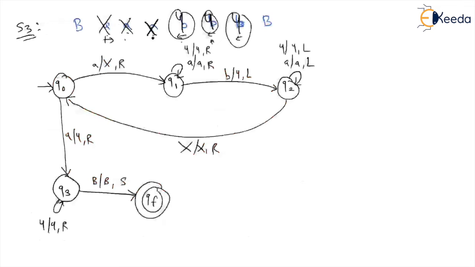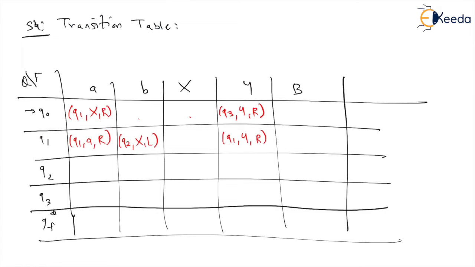For Q2 also, I see that I do have transitions for input symbol small a. I have transitions for input symbols capital X and capital Y. So let me fill that very quickly. So I have over here Q2 comma A moves to left. I have over here Q0 comma X moves to right. I have over here Q2 comma Y moves to left.